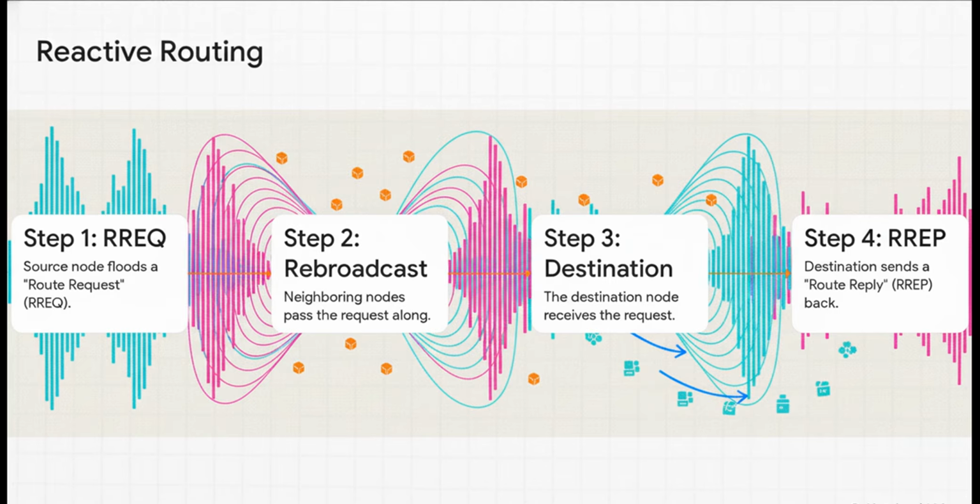Those neighbors pass it along to their neighbors, and it spreads through the network like a ripple in a pond until it finally hits the destination. That destination then sends a route reply all the way back along the path it came, basically leaving a digital breadcrumb trail for the real data to follow. It's so simple, but it's incredibly effective.